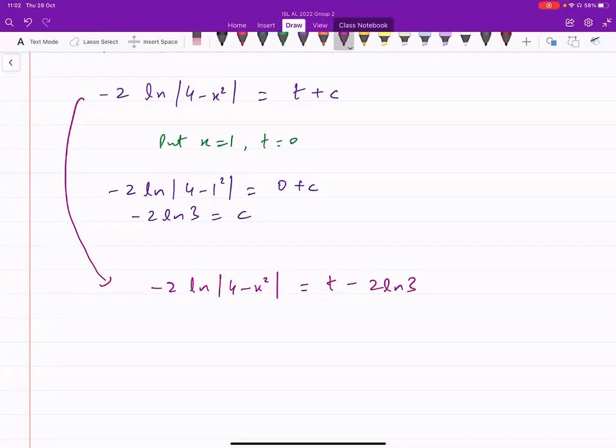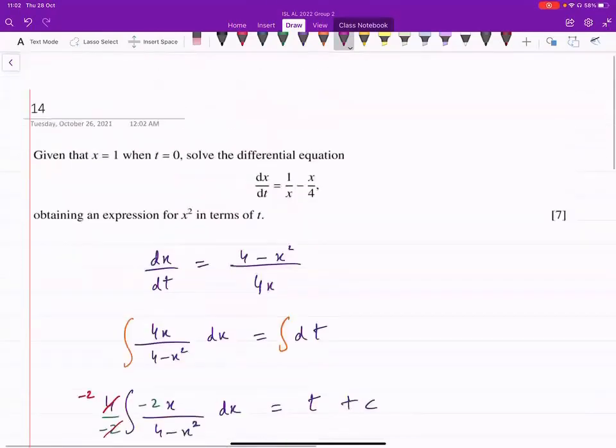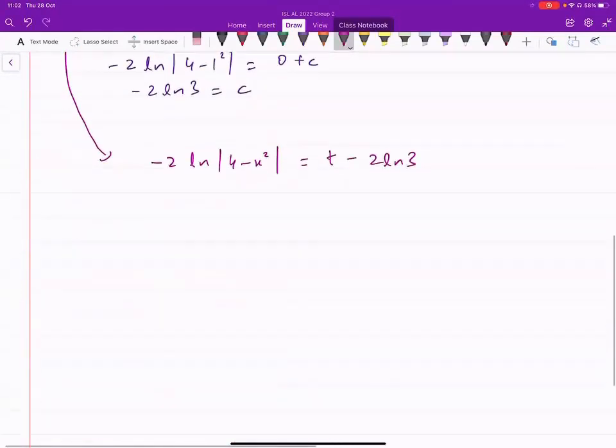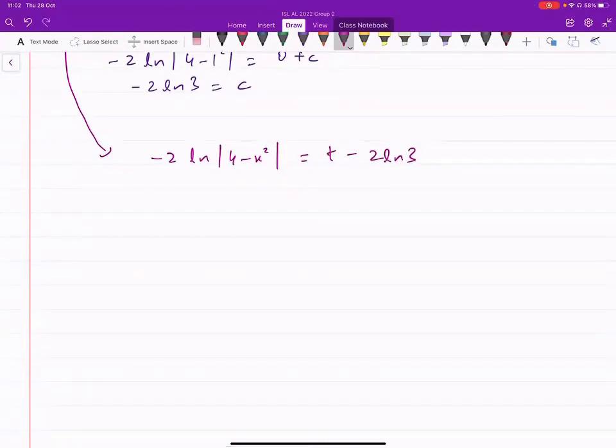ठीक है. Now we have to write it in a form that's x square in terms of t. x square को subject बनाना. ठीक है. Log को खत्म करना है किसी तरह से. How can we get rid of log there? Any ideas? ln को ln के साथ ले जाए. So that's one idea. We can take everything to the left side. That is in terms of logs. So it becomes 2 ln 3 minus 2 ln of 4 minus x square equals t.